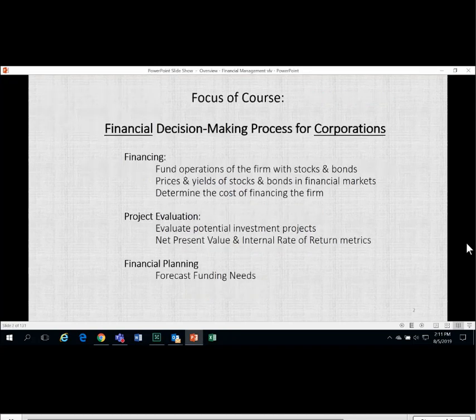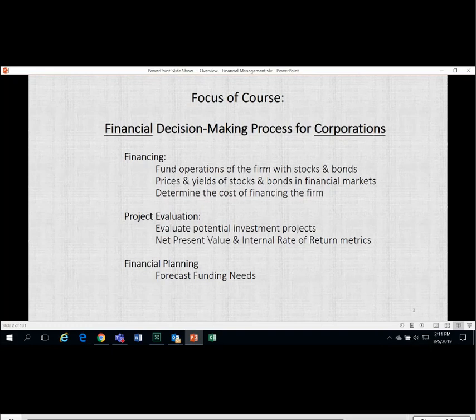The focus of this course is the financial decision-making process for corporations. That is, we take the perspective of a senior financial management of the corporation making decisions regarding the financing of the corporation. In other words, we do not take the perspective of the individual investor buying stocks and bonds, and we do not take the perspective of personal finance dealing with mortgage loans and auto loans.